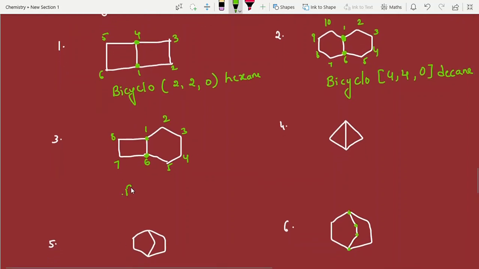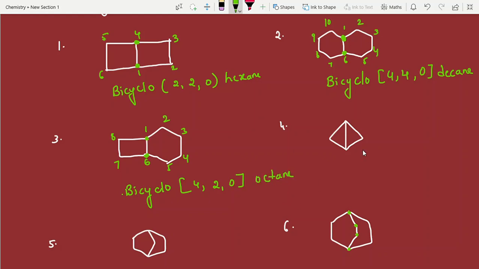You can write the name here. Bicyclo. Yes, first to 6th. How many carbons am I crossing? 1, 2, 3, 4 carbons. Next, 6th to 1. How many carbons am I crossing? 4 comma 2 comma 0, and 4 comma 2 comma 0 octane.